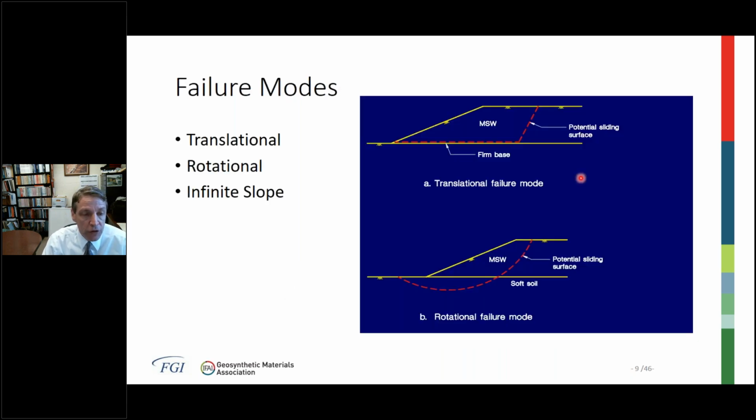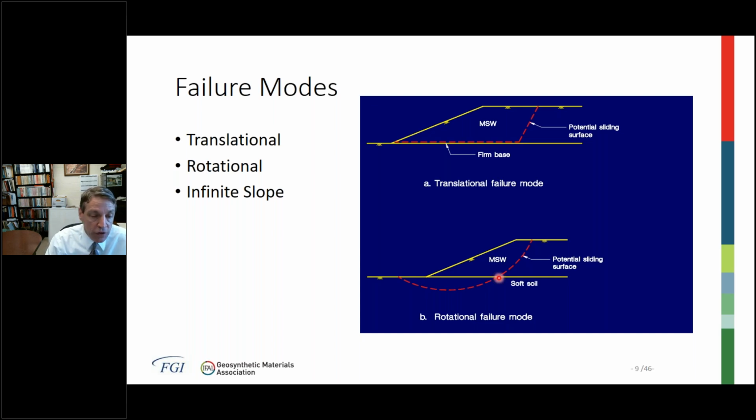Okay, 3 main failure modes: translational, rotational, and infinite slope. I gave you an example of translational in the first example with the failure surface going down to the liner system and out through the toe. So we have a strong material over a weak base. The second is rotational, and generally you'll see that with a soft soil underneath the geosynthetic liner slope and the stronger material along for the ride.